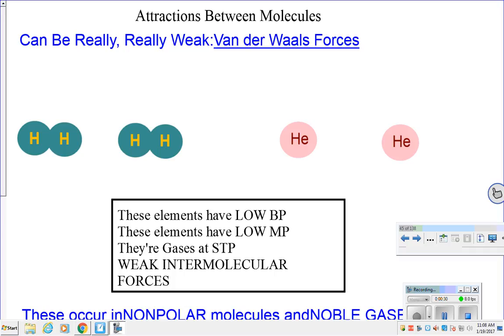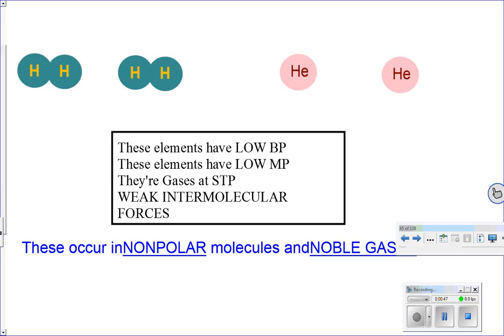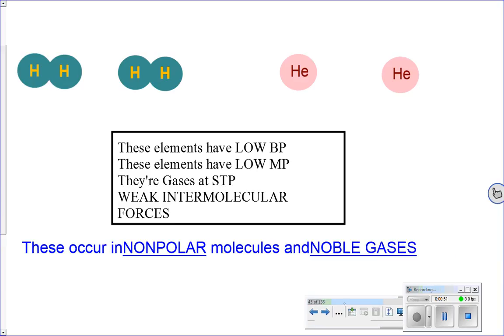So the very weakest types of forces are actually referred to as van der Waals forces. You do not need to know the name of this type of force. You just need to understand why these forces are weak in terms of the molecules themselves. Van der Waals forces are going to occur in nonpolar molecules and noble gases. So I gave you two examples up here.